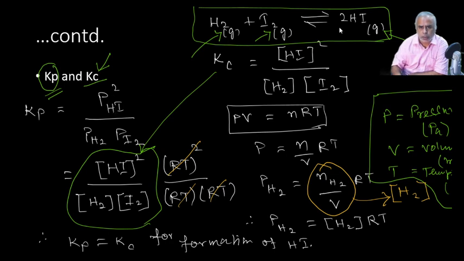Are you able to understand? The same thing. Similarly, pH2, partial pressure of hydrogen, partial pressure of iodine. Now, we know already, according to the ideal gas equation, PV is equal to nRT, where P is pressure, V volume, n number of moles, R gas constant, T temperature, that is given in Kelvin.